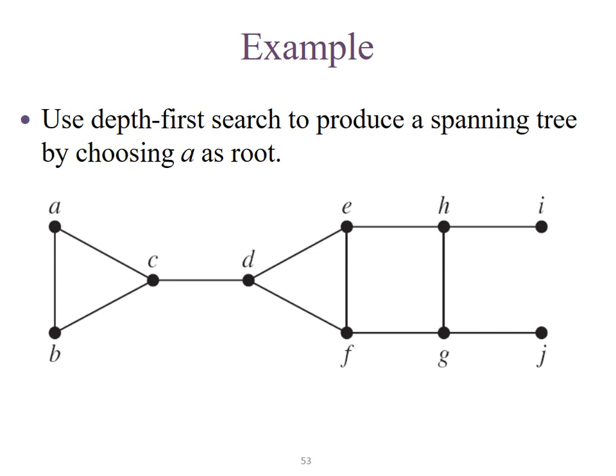So maybe it's not this sequence. Maybe let's try A, C, D, F, G, J. If the last vertex is J, that means when we go back to G, we need to go from G to another vertex. So this is not the answer derived by depth first search. This is a spanning tree, of course, but this tree is not derived by the depth first search algorithm.